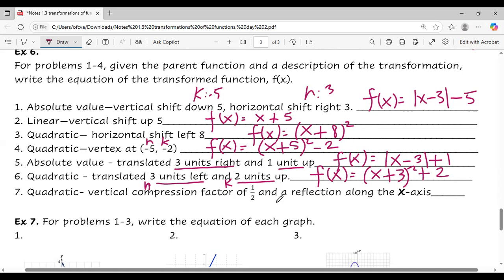That's your a value. This is an a value. A reflection along the x-axis, that's a negative. So f of x equals, there's a negative for the a. The a is 1/2. And I don't have an h or a k here. So all I have to do is write the x squared because it is quadratic.